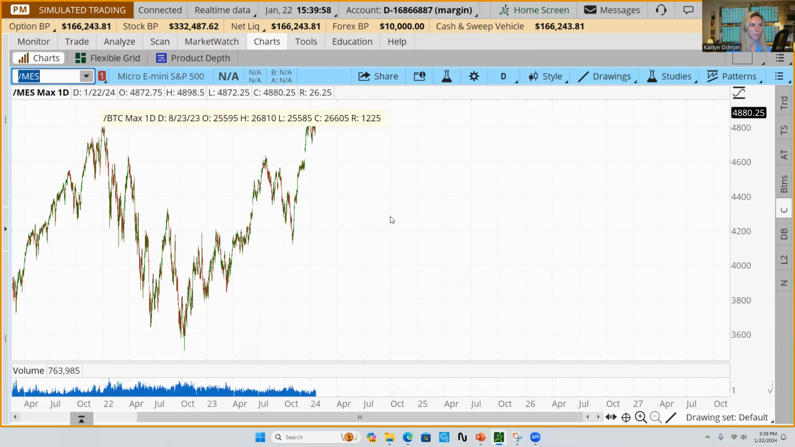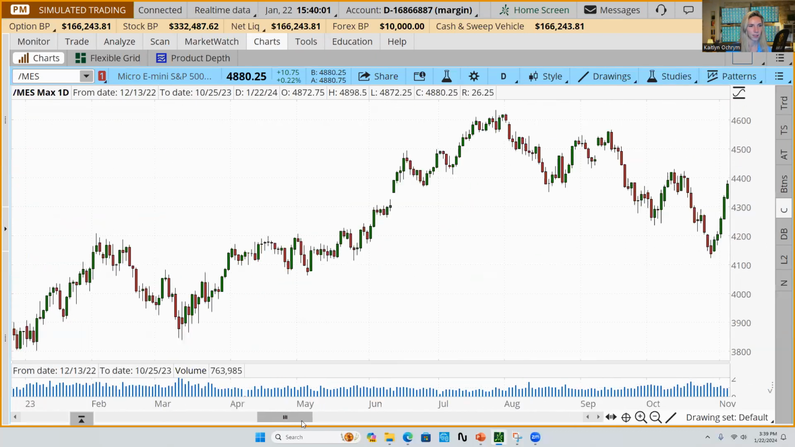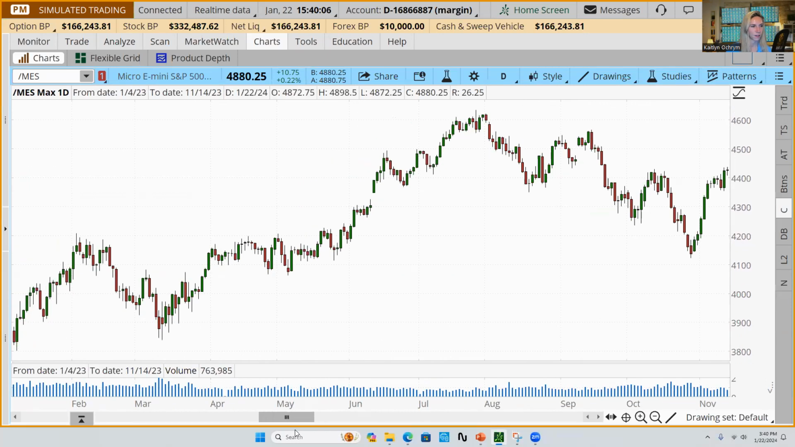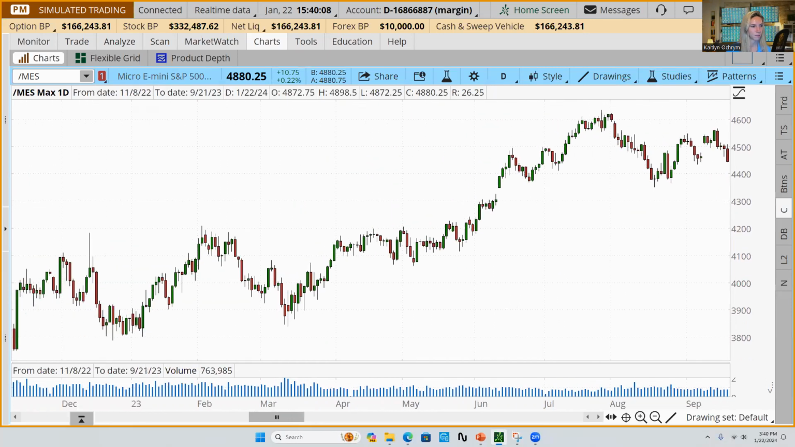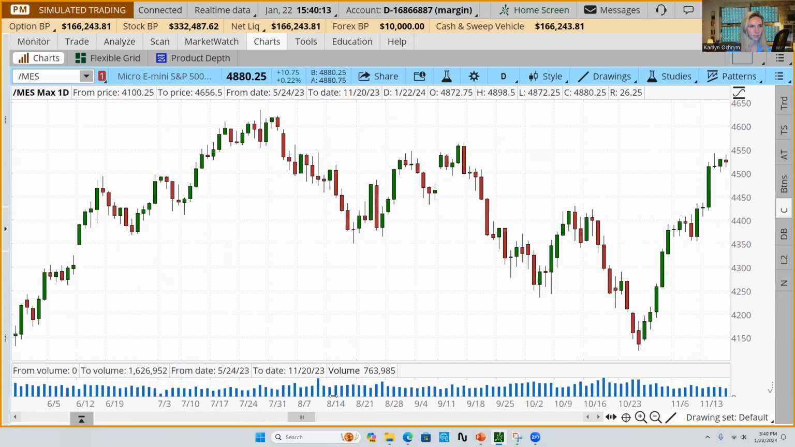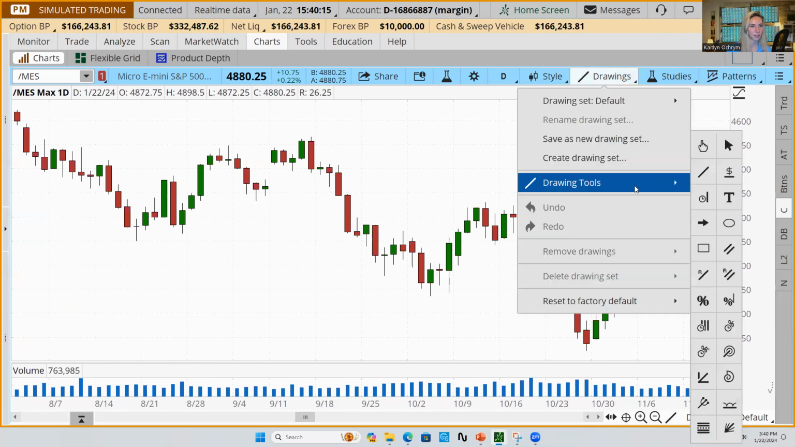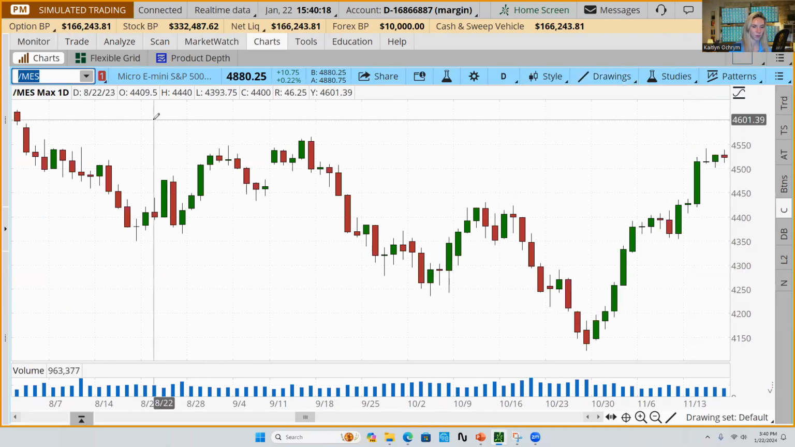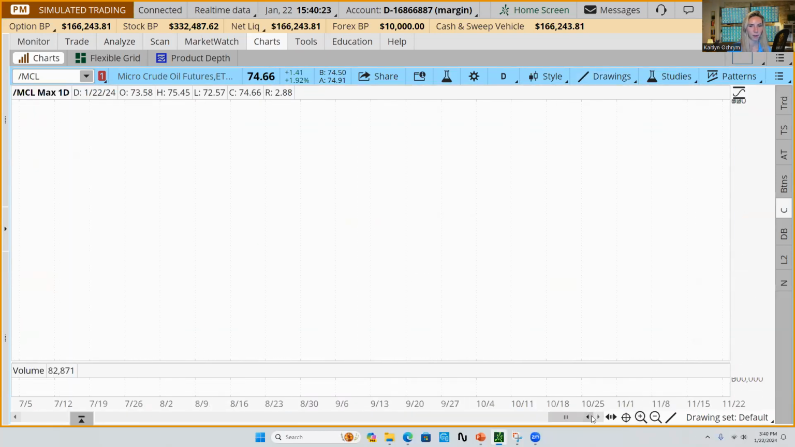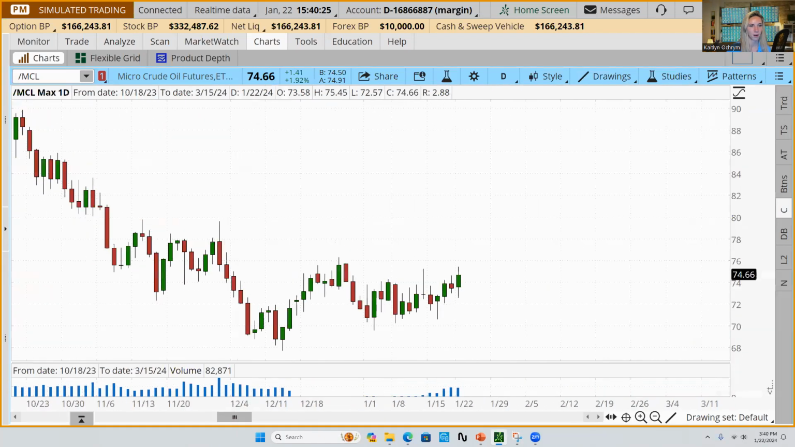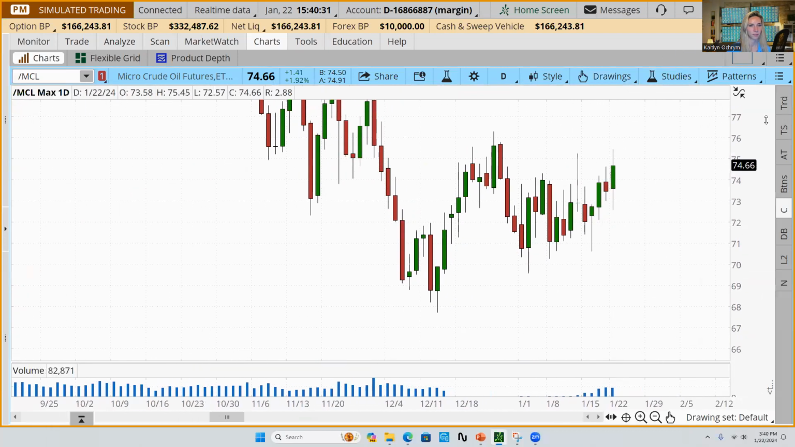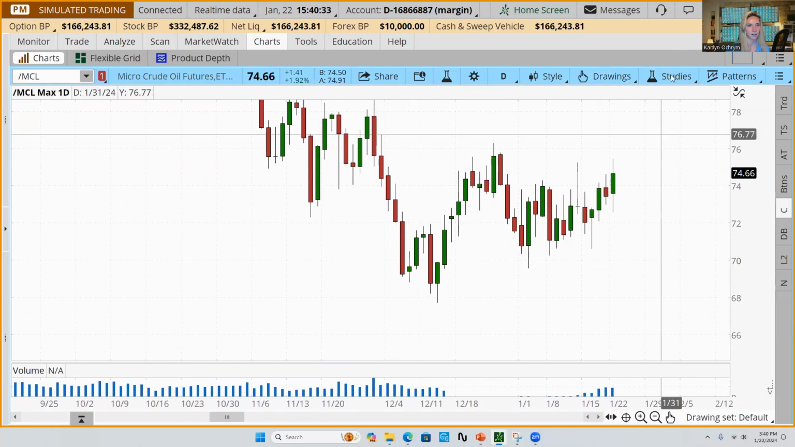Let me try micro S&P. Let's see. All right, so actually I know one. Crude oil from a couple weeks back. I remember the day this one was setting up and prepping for it. It was this candle here.